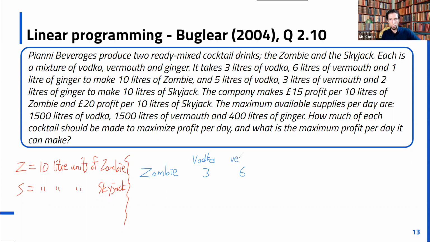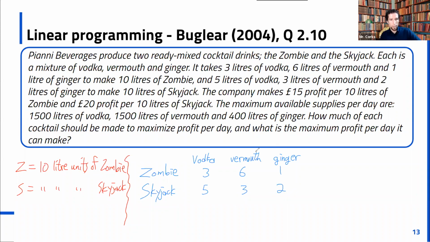6 liters of vermouth, and then 1 liter of ginger, I guess ginger flavored drink. I'm not really a fancy drink connoisseur, so not exactly sure, but the person who made this problem, I guess they are. The other one, Skyjack, what's the recipe for that one? 5, 3, 2. Okay, so same thing, but 5, 3, and 2.